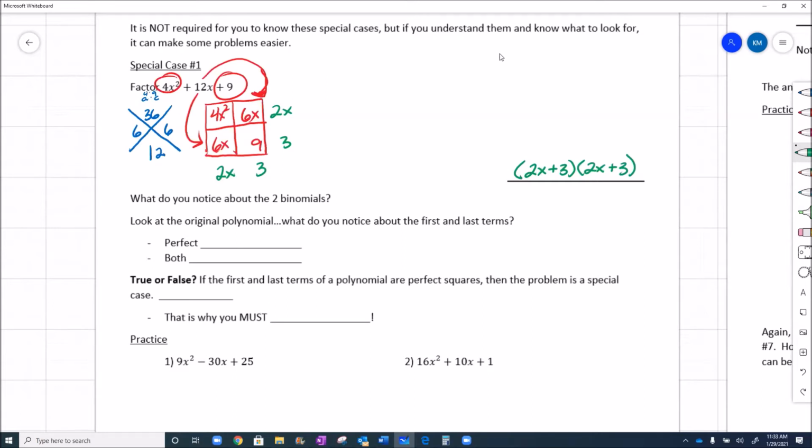So what do you notice about the two binomials? They're the same. Look at the original polynomial. What do we notice about the first and the last terms? 4x squared and 9. They're both perfect squares, and they're both positive.